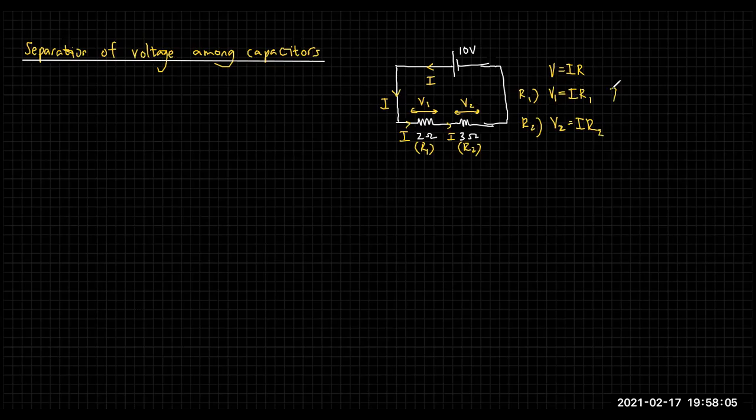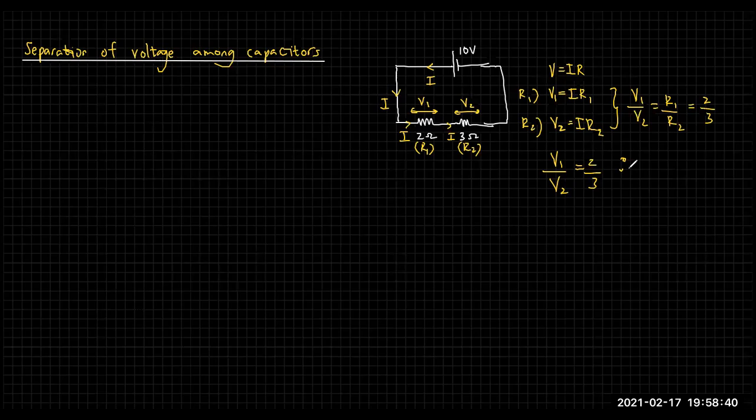When you consider these two equations and divide them, you get V1 over V2 equals R1 over R2. That means the ratio between the voltages will be equal to the ratio of the resistances. If R1 is 2 and R2 is 3, it's 2 by 3. Ultimately we have V1 over V2 equals 2 by 3. So this total voltage of 10 volt is going to be separated in the ratio 2:3.